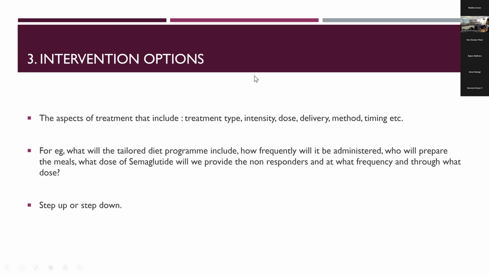The next is the intervention option. So that is what you're going to do with this patient if he is a responder or a non-responder. For example, what will the tailored diet program include? Who will administer it? How frequently will it be administered? What dose of semaglutide? What route of semaglutide? All of these have to be pre-specified before you start the adaptive intervention. Now, intervention options are largely classified as step-up intervention options or step-down, in the sense whether you're going to intensify treatment or come down on treatment or continue at the same level.